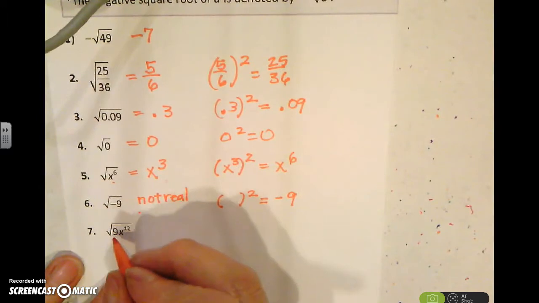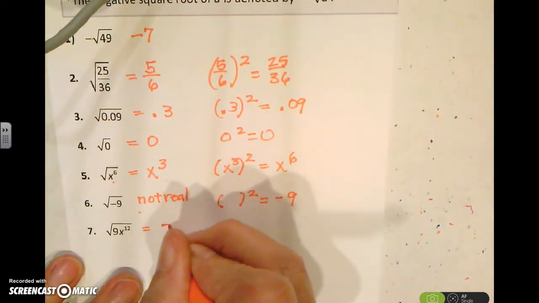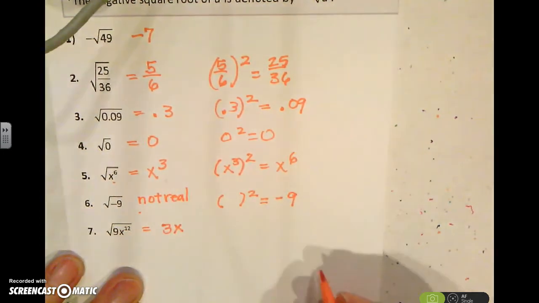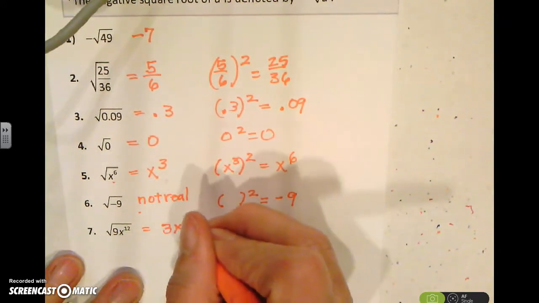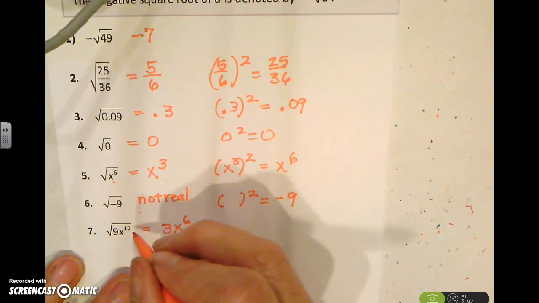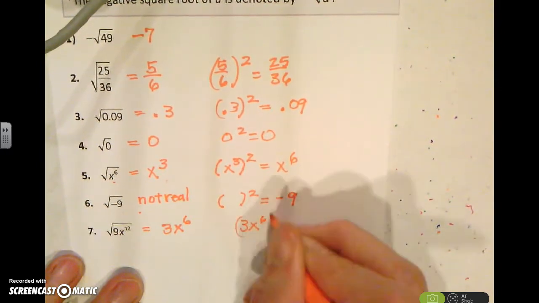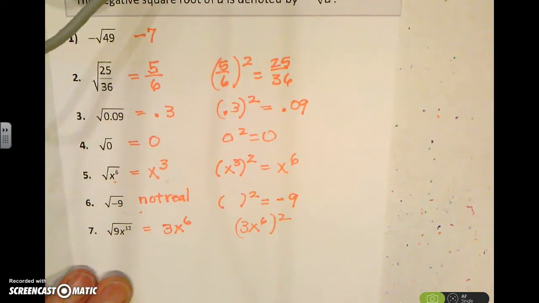And then the square root of 9x to the 12th. Well, we know that the 3 is going to be there for the 9. And then we've got to determine what that x is, so that when we square it, we get a 12. And that's going to be a 6, because x to the 6th squared, I'm going to multiply, and will give me 12. So 3x to the 6th squared gives me 9x to the 12th.